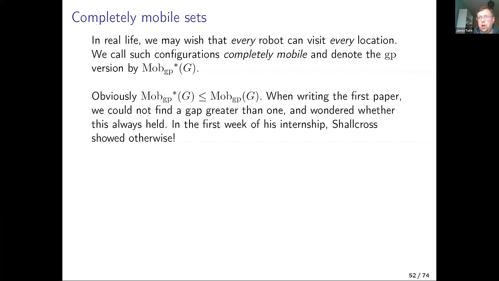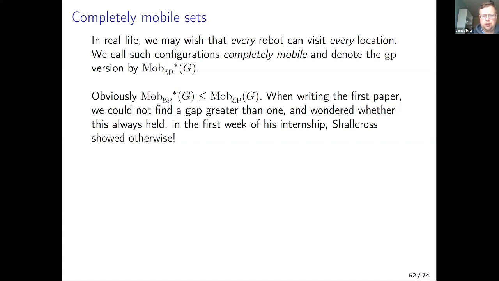In the first version, every vertex could be visited by a robot, and now we require that every vertex can be visited by every robot. And we denote this by mob GP star. So it's obvious that mob GP star is bounded above by mob GP. And when we were first working on this problem on paper, we actually couldn't find any graphs which had a difference greater than 1.